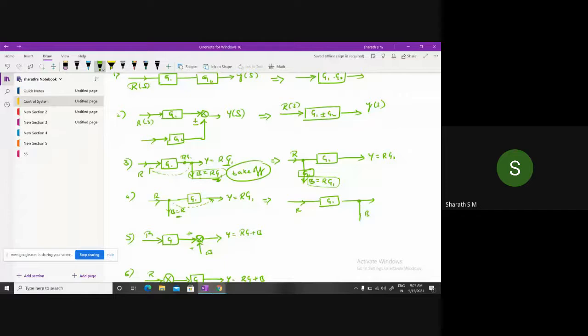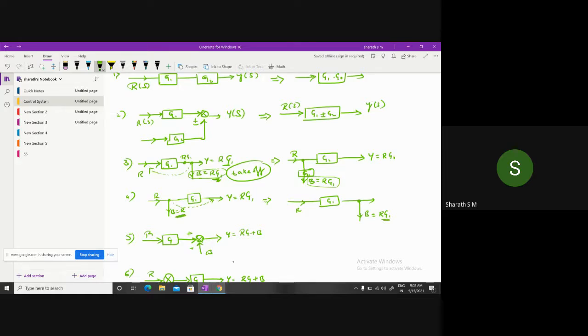and now we are moving the takeoff point from right to left. So once we move the takeoff point from left to right, here we have the variable as given, that is going to make a product here by default. So now b is equal to r into g1. But initially, in the previous case, we had only b is equal to r, but now it is b is equal to r into g1.